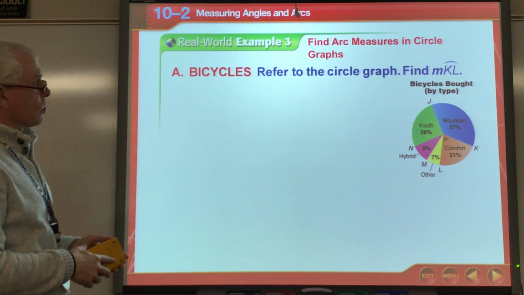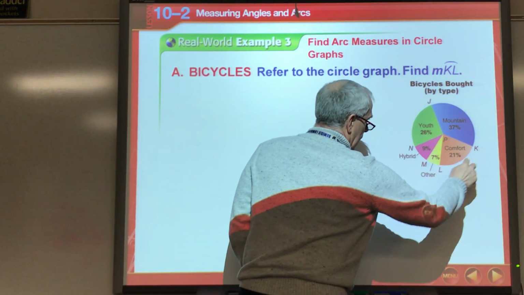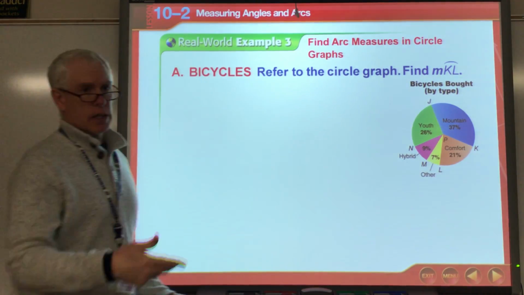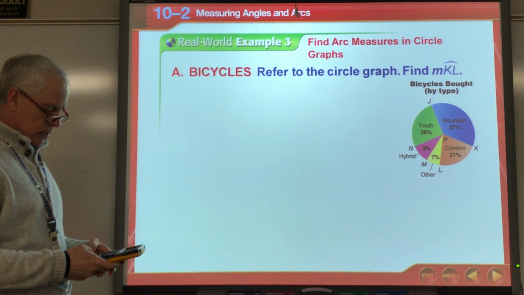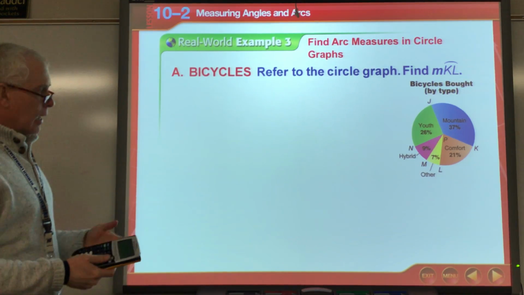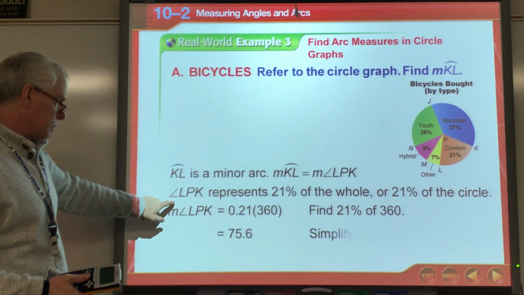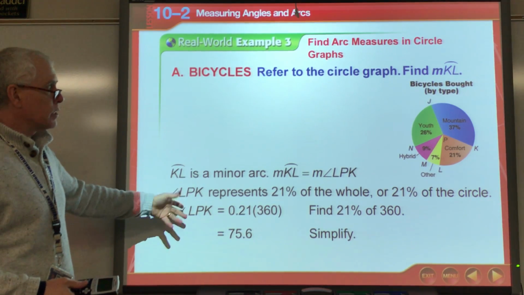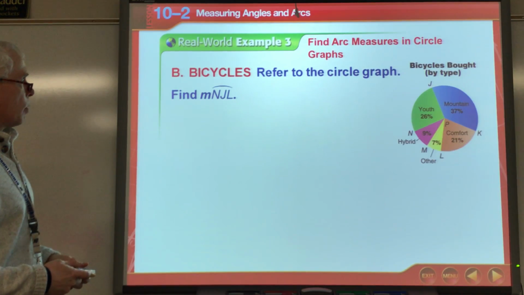Refer to the circle graph, find the measure of arc KL. It says KL takes up 21% of the entire graph, and the entire graph is 360 degrees. If I take 360 times 0.21, I get 75.6 degrees. That's the measure of the arc in degrees.